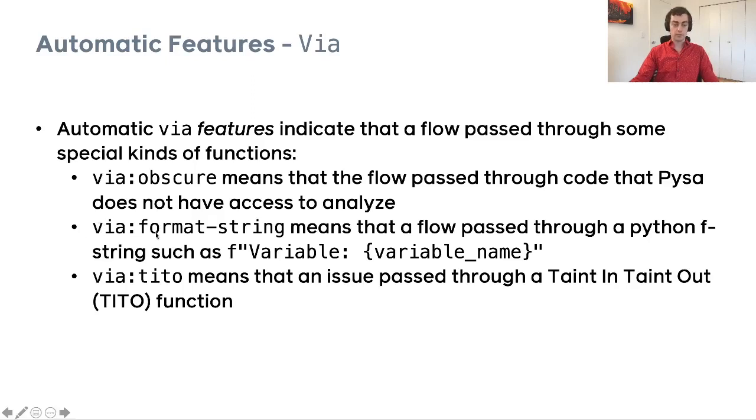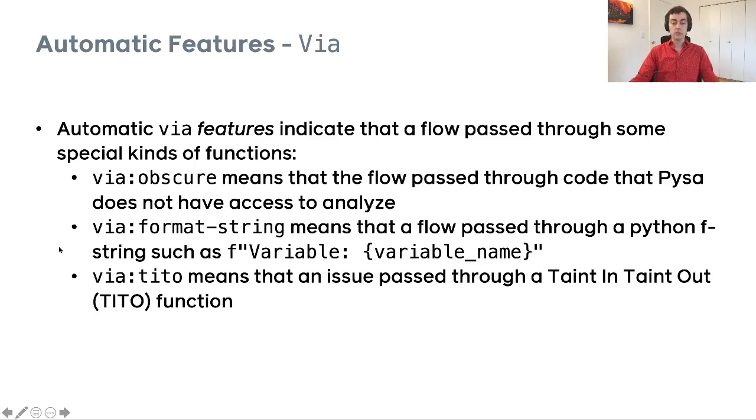Another via feature we offer is the via format string feature. This feature means that a flow passed through a Python f-string. For those who aren't familiar with Python f-strings, they're a special kind of formatting string where you prefix with the f and then write a normal string, and you can reference local variables inside the string with these curly braces, and they'll be inserted into the string. They'll be converted to a string and then they'll be inserted wherever you place the curly braces.